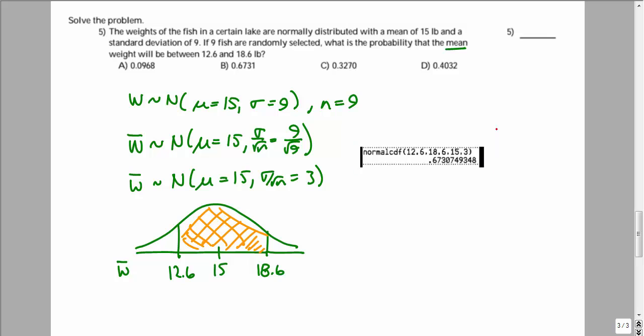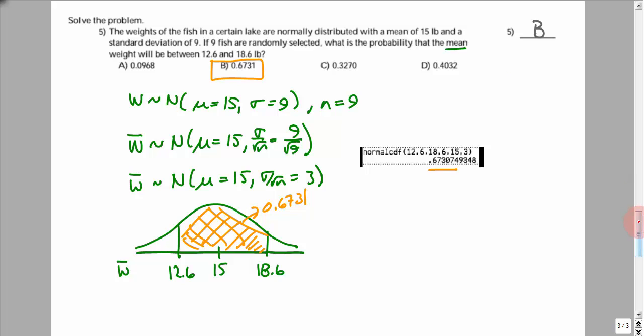So it looks like we have 0.6731. We round this to 4 places. And that looks like it matches letter B. Okay, so number 5 would be B here.